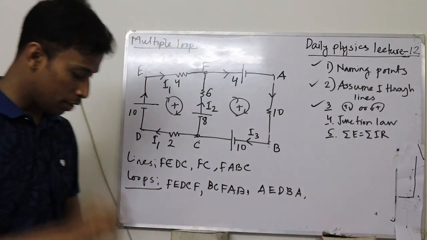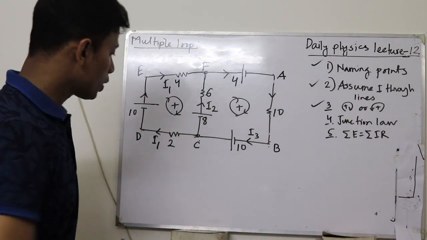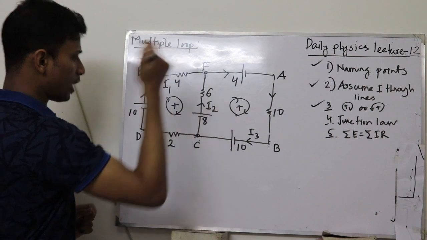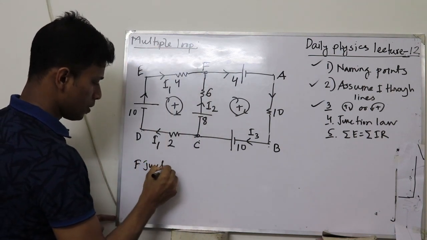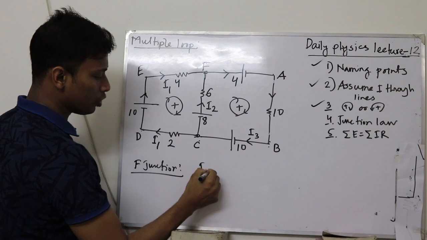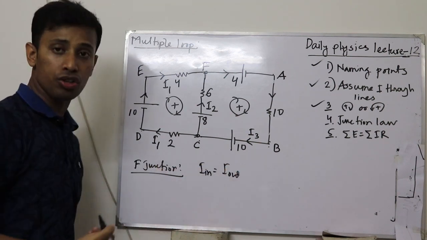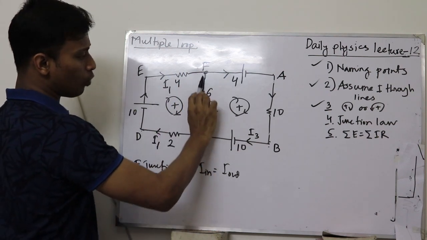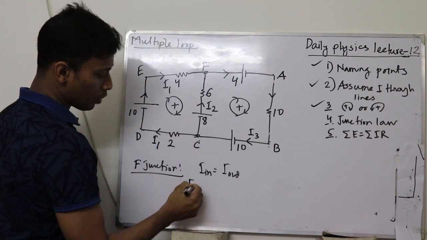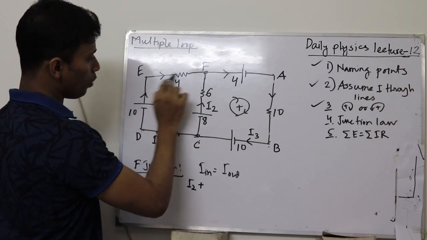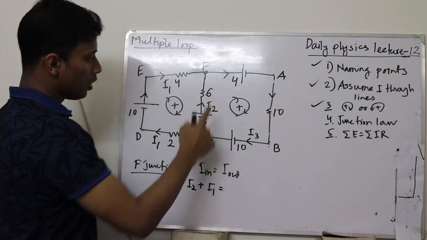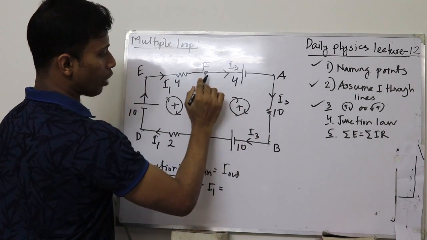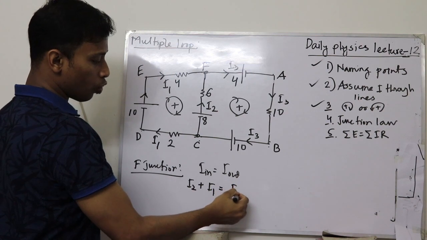Step 4, junction law. We have 2 junctions, F and C. Just take any one. Let's take F. What is the junction law? I in is equal to I out. So at F, how many inward currents? You can see that I2 is moving inward towards F, and I1 is also an inward current. And I3 is moving outward, so I3 is the only outward current.